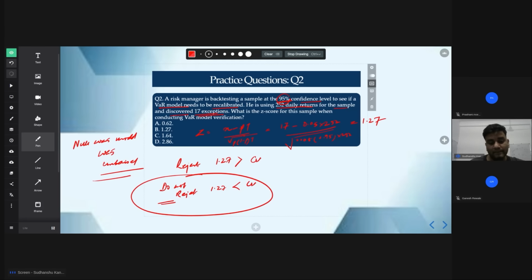So overall, what are we getting? If you look at this question, confidence level 95%, your p is equal to 0.05, your T is equal to 252. Your expected exceptions, EE, I'm writing 12.6. Your observed exceptions, 17. The Z score we calculated is 1.27. Decision: your 1.27 is less than 1.96. So the model is okay.